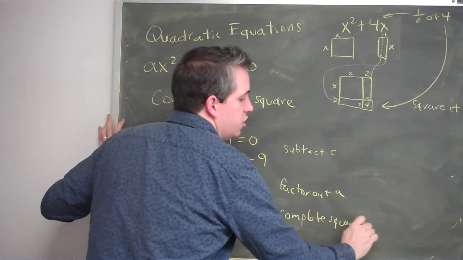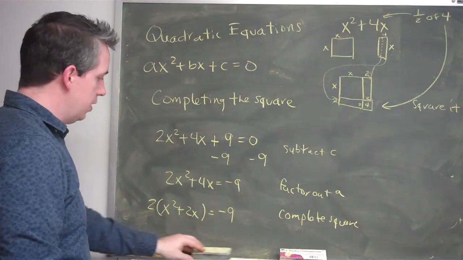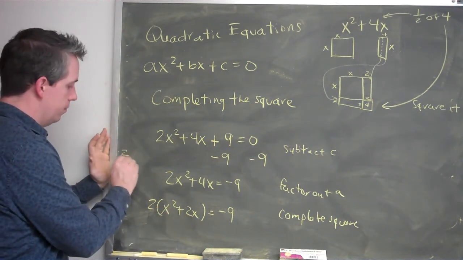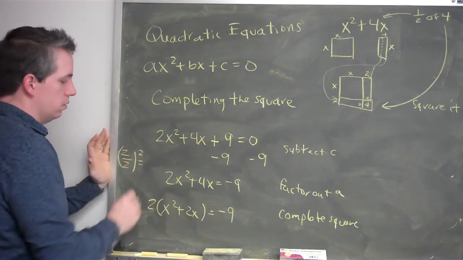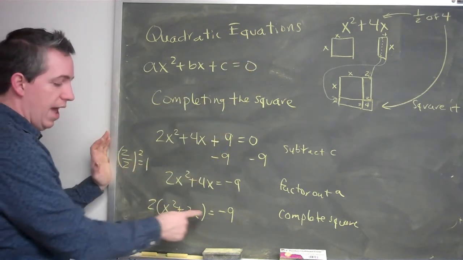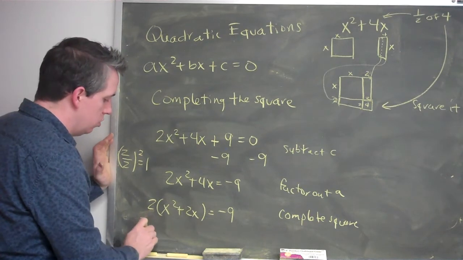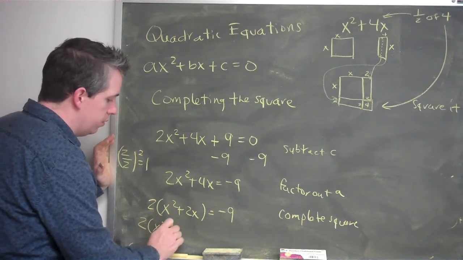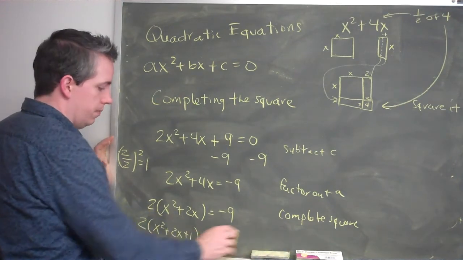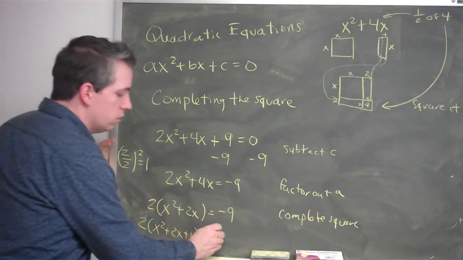But there is an issue when you complete the square like this, and that's because if I take half of the 2, and I square it, so remember that's like that rectangle piece, I get 1 squared, which is 1. So I need to add 1 to the inside. So now I have 2 times the quantity x squared plus 2x plus 1, and that is a perfect square, so it works, is equal to negative 9.